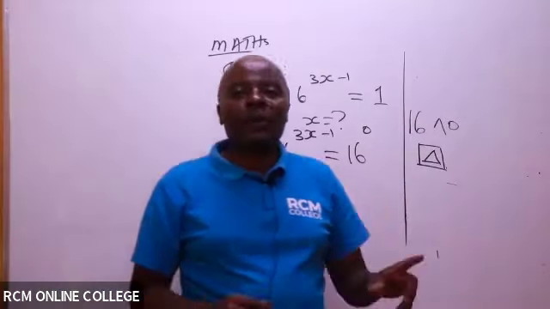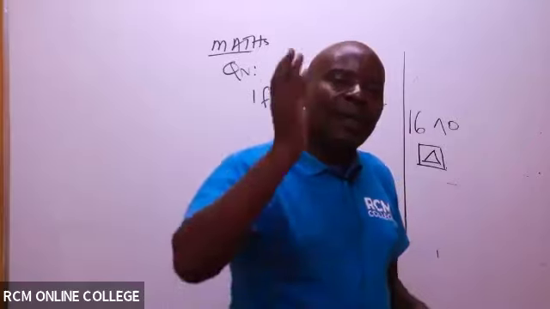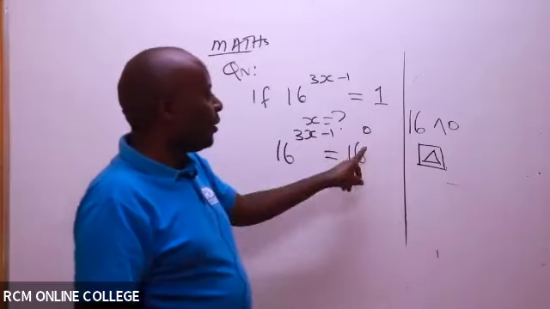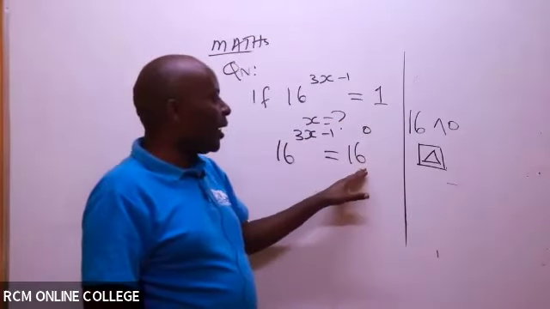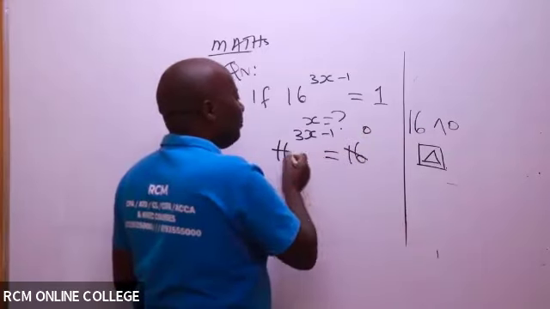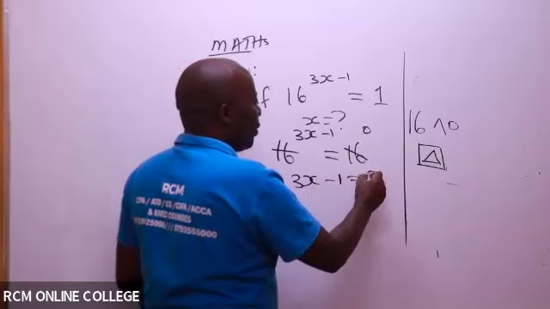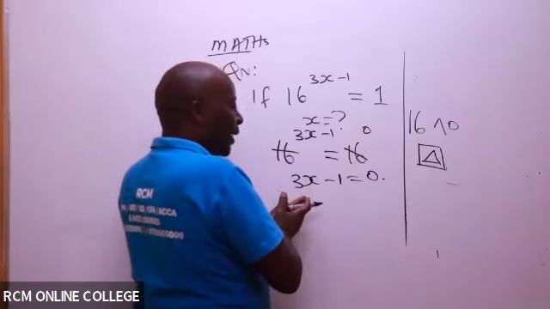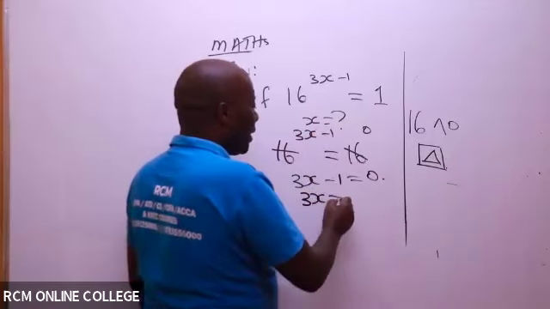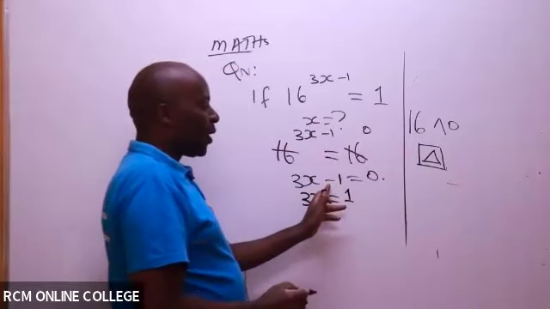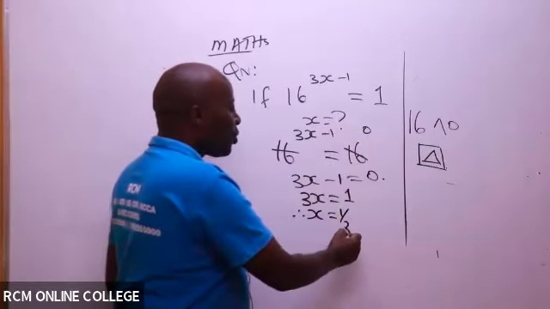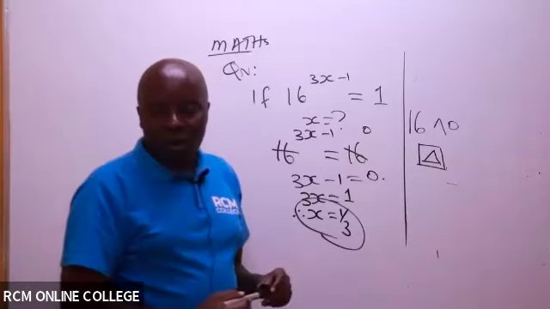Any number, be it 1,000, be it 1,000,000, any number raised to 0 will always be equal to 1. That's why we have changed this 1 to 16, but 16 as a base, we raise it to power 0. And now since the bases are the same, then 3x minus 1 will be equal to 0. I want to have x alone, to make x the subject of the formula. So take minus 1 to the other side. So it will be 3x equals 1. Because this is minus 1, on the other side it becomes positive 1. Implying that x will be equal to a third.